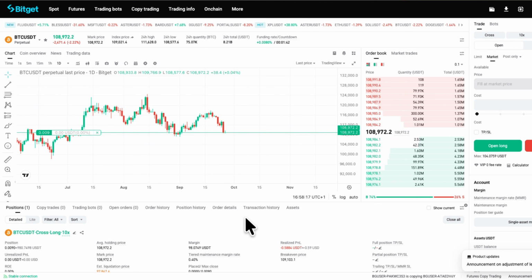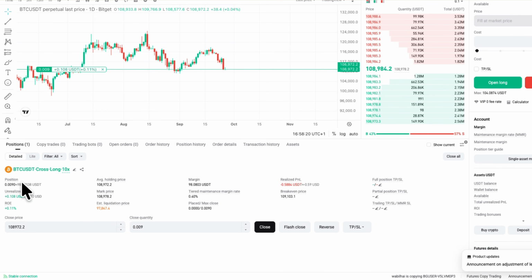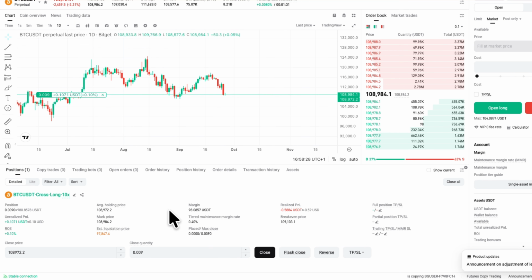So if you want to see the trade, just come right here. So you can see this point, right? This is the trade BTC USDT cross long 10x. And then you can see all the details of the trade right here. But let's go straight to the point, which is how do you now set your multiple take profit levels?